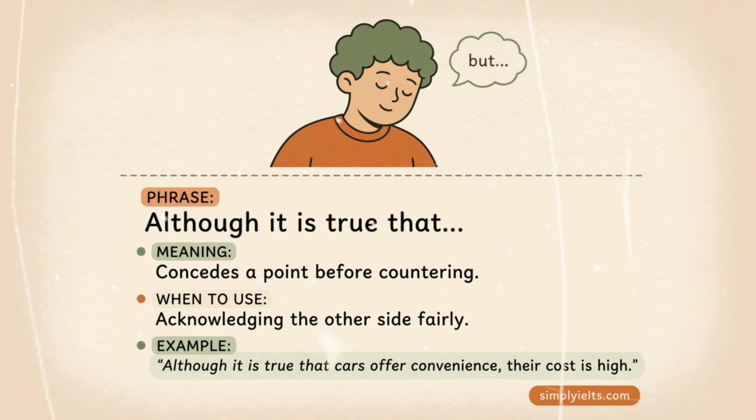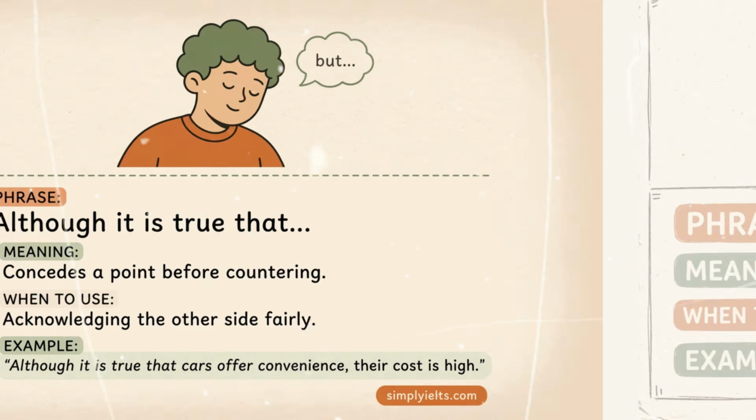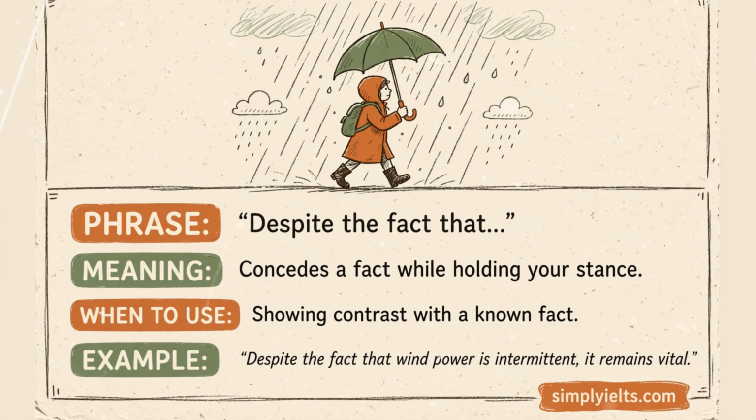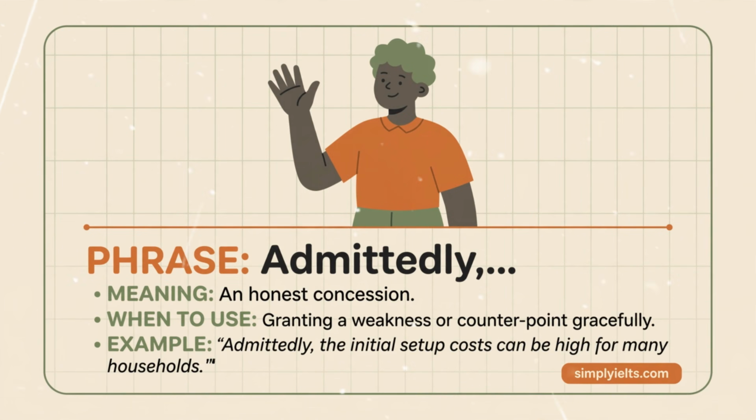When you need to acknowledge a counterpoint fairly before presenting your own argument, use, although it is true that. For instance, although it is true that cars offer convenience, their cost is high. To concede a specific fact while maintaining your original stance, try, despite the fact that. This is useful for showing contrast with known information, such as, despite the fact that wind power is intermittent, it remains vital. For a graceful way to admit a weakness or a point from the other side, use the word admittedly. It signals honesty, as in, admittedly, the initial setup costs can be high for many households.